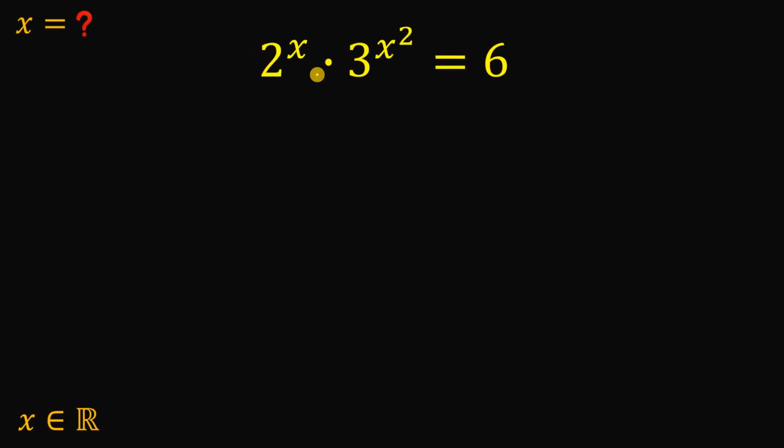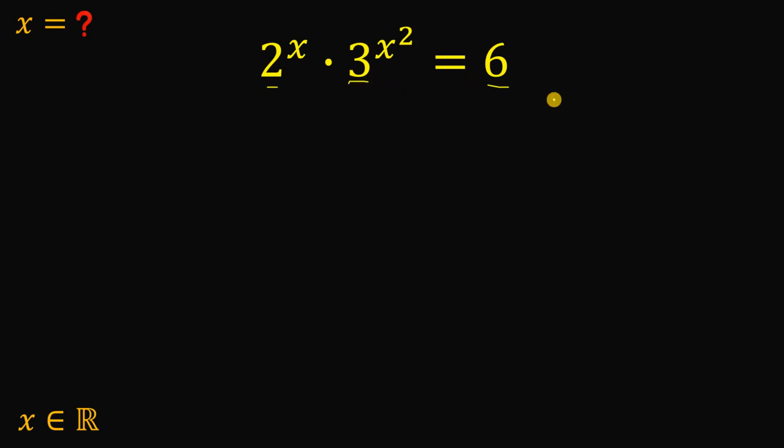So given this equation, 2 raised to the power of x times 3 raised to the power of x squared equals 6, the goal is to find out all possible real values of x that satisfies this equation. Alright, so what we're going to do here is to make all these bases be equal to 3. Why not? You can use 2, you can use 6, but in this video, I will choose 3.